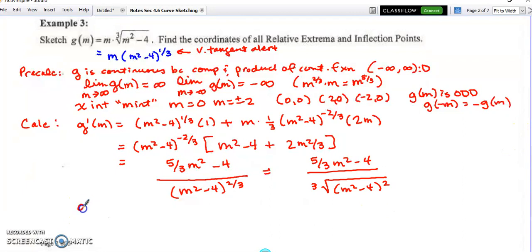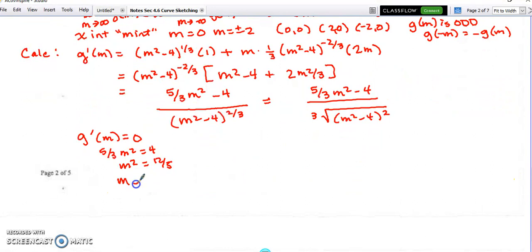Our critical values: our derivative, g prime of m, is going to be equal to 0 when the top equals 0. So we have to do a little algebra on this: add 4, so 5/3 m squared equals 4. M squared multiplied by 3/5 would be 12/5. So we're going to end up with m equals plus or minus the square root of 12/5.